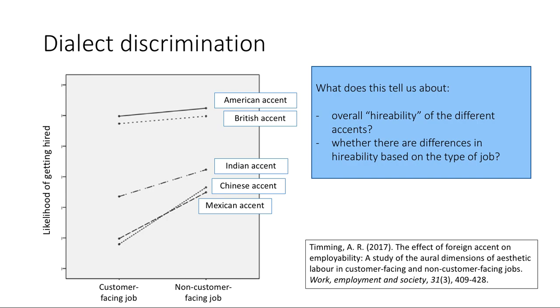So the first thing you can see is that there's clearly a higher likelihood of getting hired with an American or a British accent across the board than the Indian, Chinese, or Mexican accent. However, the other interesting thing is that there's a difference between the type of job for these three less hireable accents. In other words, there's even more discrimination when the job is going to be customer facing, presumably because the person who's hiring, they're already being discriminatory based on the accent, and they probably know that customers will too, right?